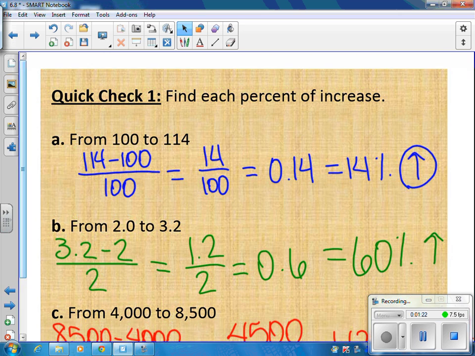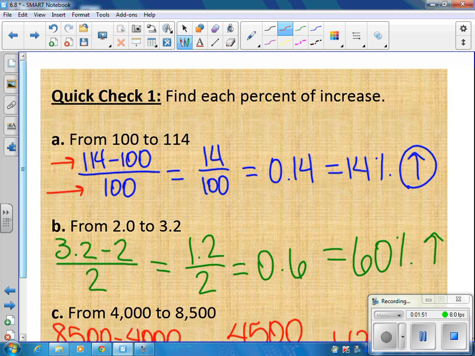We're going to start with quick check 1, part A. In this problem, we are going from a value of 100 up to a value of 114. If you notice in the numerator of my fraction, I took big minus small, 114 minus 100. In the denominator of my fraction, I put the original amount, a value of 100.